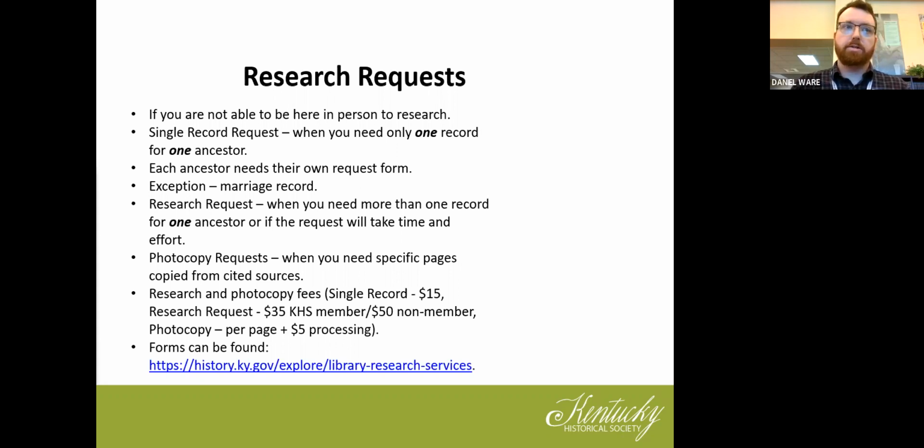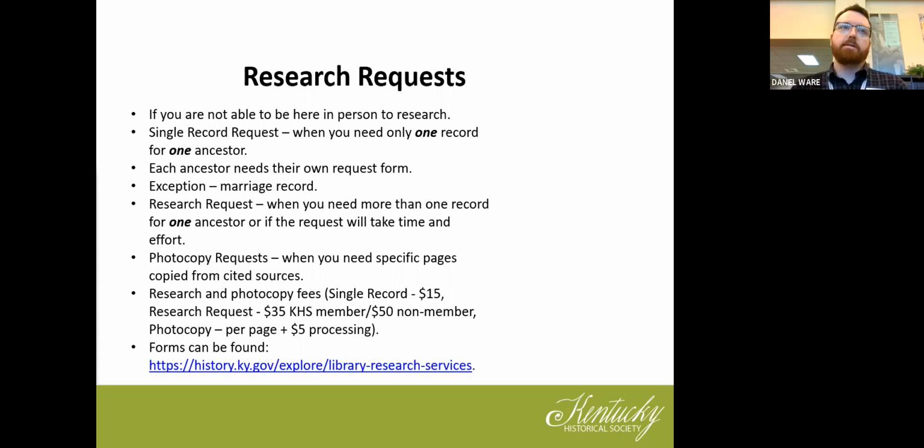There's also photocopy requests, which would fall more into what the patron's question was just a moment ago. If you're needing specific pages copied from cited sources, like a particular page in a surname file that you know of, or 5 pages from a family history book, you would fill out the photocopy request form. There is typically a $5 processing fee for the time and effort, and then I can't remember if it's 25 cents or 35 cents per page. That all totals together, you put that amount on the form and mail it in. Then we go find the document you're requesting, make the photocopies, and mail it back to you.